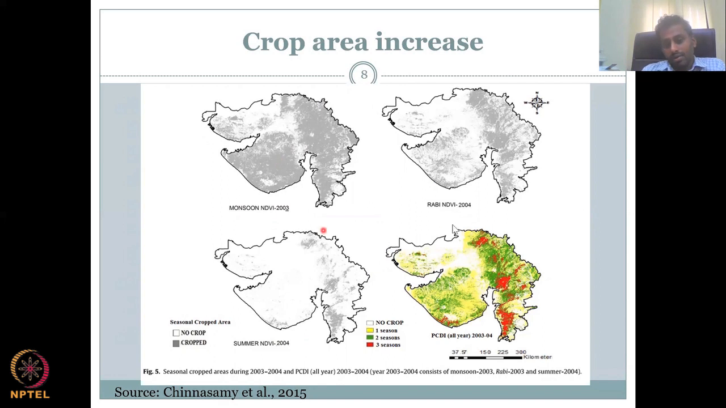Okay, and in Rabi season, there is this area which has been catered, and most of the area is being catered either by groundwater or canal network. So you can see all the canal network, which we discussed in the previous slide, getting water. Okay, so all the monsoon season water is stored in 2003 in the dams and then released in 2004 to the irrigation area or command area.